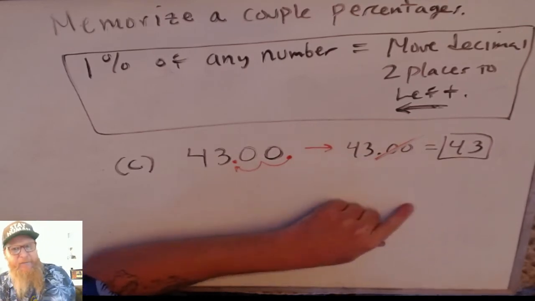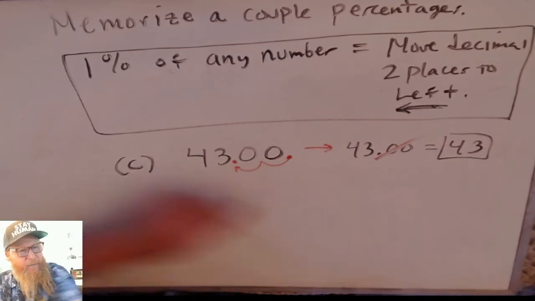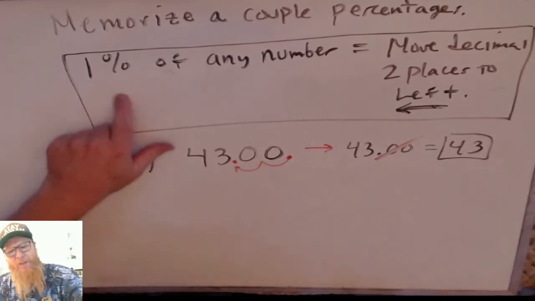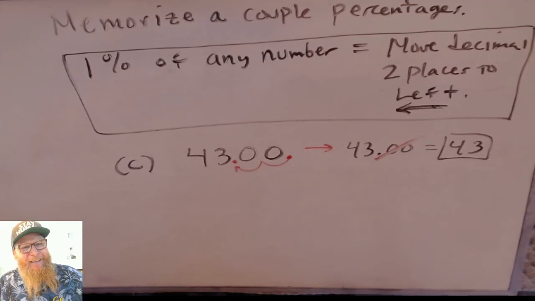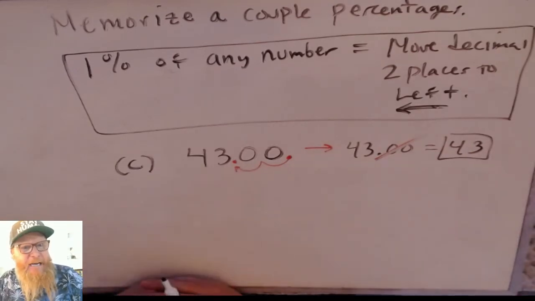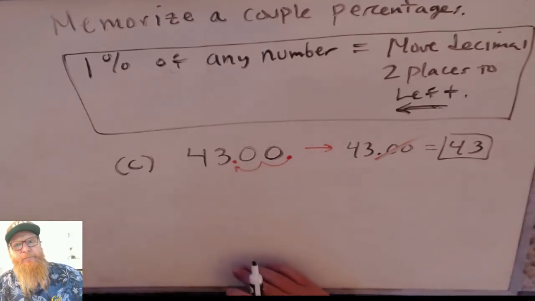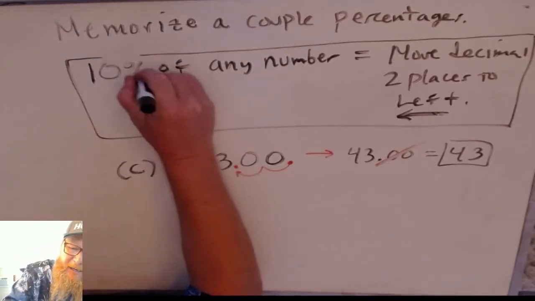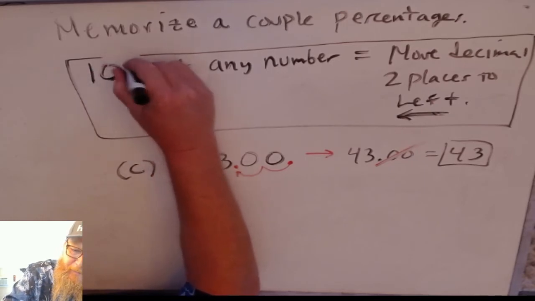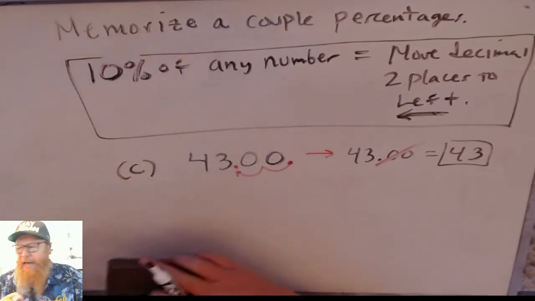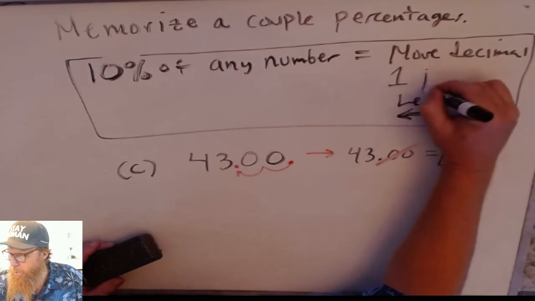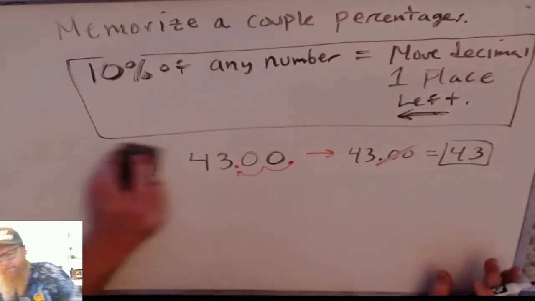5% would be 5 times 43, which is 215. I might use a calculator for that. 43 times 5. Yep, 215. So once you know 1%, then you know any percent. You want to know 15%? Well, find 1% and then multiply it by 15 after you've done the decimal. The other percentage I want you to memorize is 10%. You don't want to have to think or use your calculator anytime it's 10%. For 10%, move the decimal one place to the left.